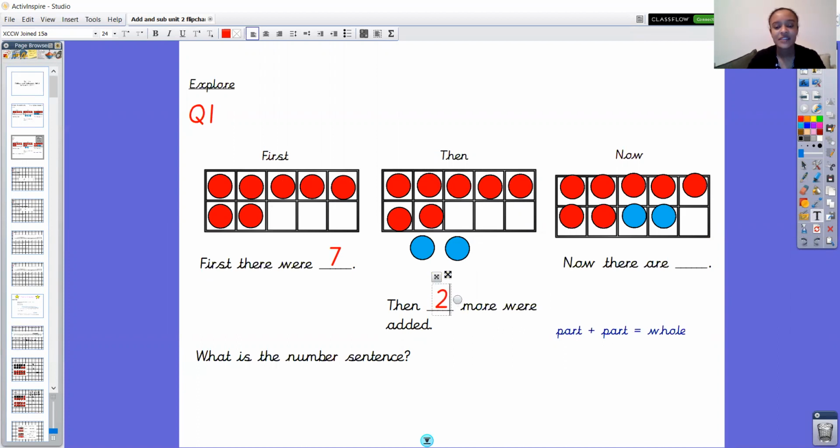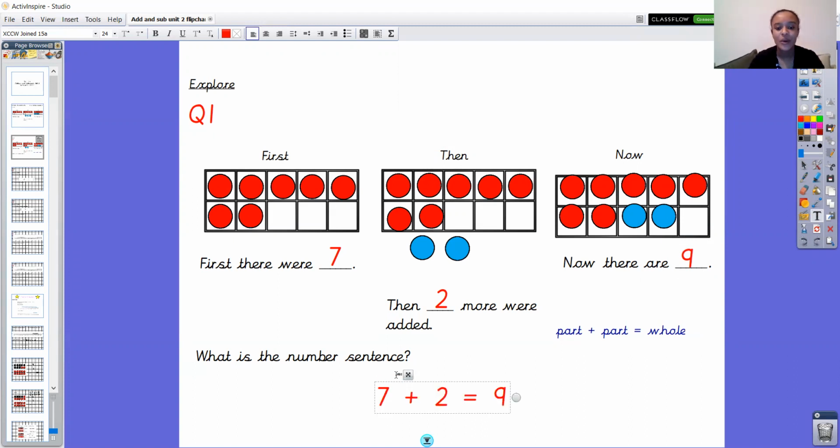Okay, so now instead of counting all of these counters, I hope that you got that first 7 and you popped it in your head, and then you counted on from 7 with the blue ones. So 7, 8, 9, and now there are 9. So first there were 7, then 2 more were added. Now there are 9. So what is the number sentence? Remember, part add part equals whole. So our number sentence is 7 add 2 equals 9.